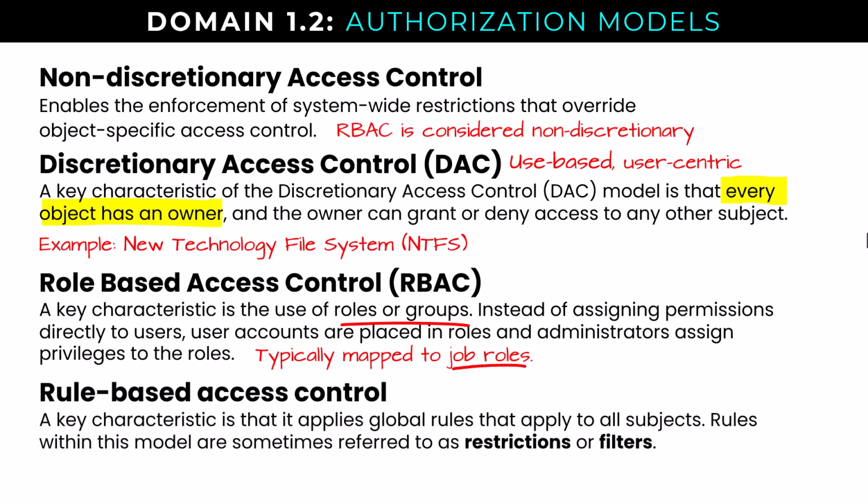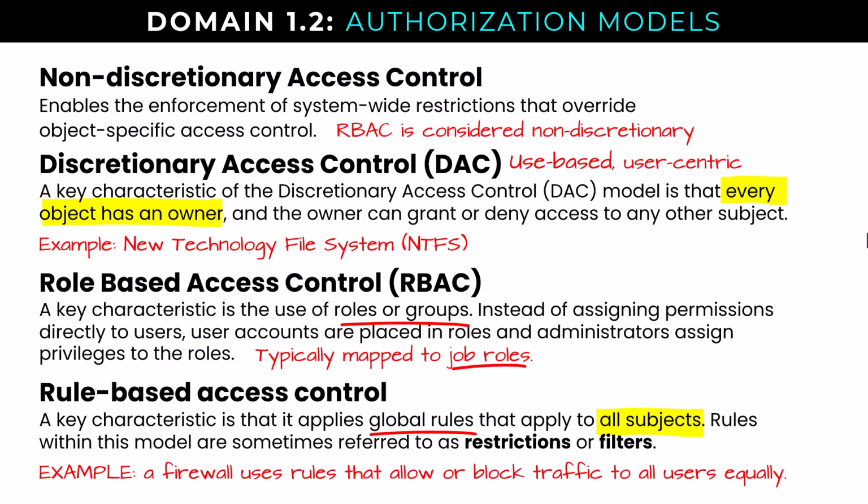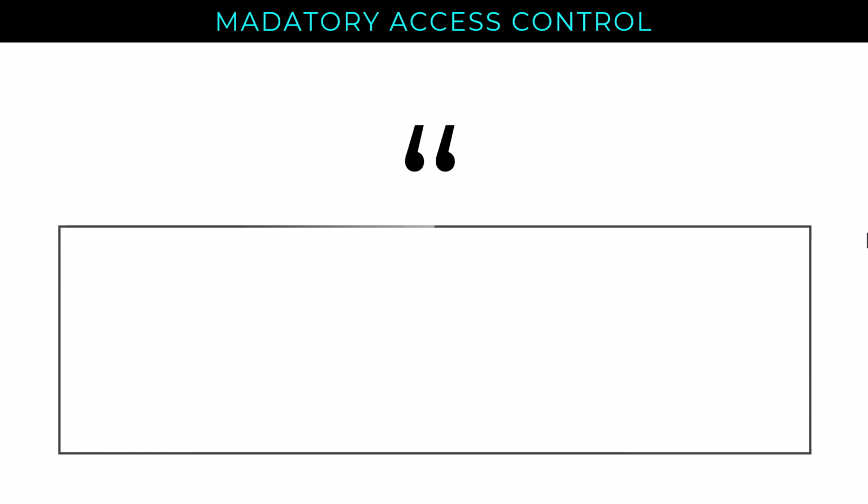Then we have rule-based access control. A key characteristic is that it applies global rules to all subjects. The rules within this model are sometimes referred to as restrictions or filters. A good example of rule-based access control is a firewall that uses rules that allow or block traffic to all users equally. And finally, we have mandatory access control.